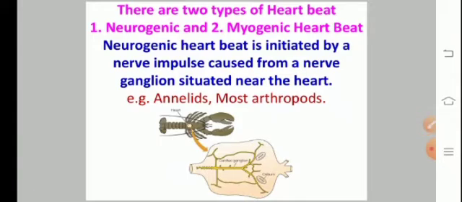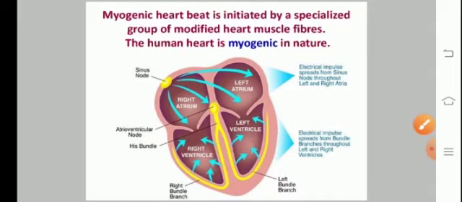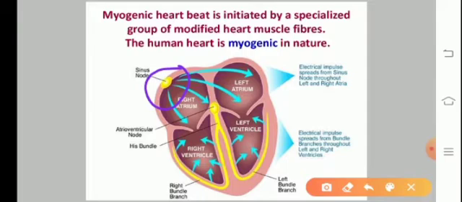One is neurogenic and the other is myogenic. In neurogenic heartbeat, it is initiated by a ganglion which is situated near the heart. It initiates the nerve impulses. This type of neurogenic heartbeat is present in annelids and most arthropods. The second one is myogenic heartbeat. It is initiated by a specialized group of heart muscle fibers, which is present in the wall of the right atrium. This type of heart is known as myogenic heart.